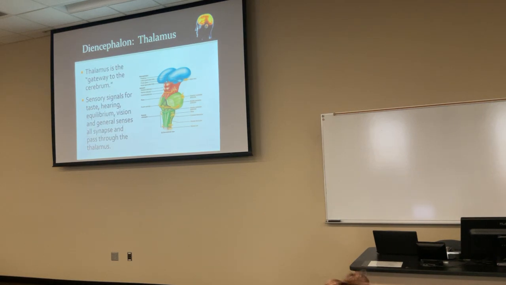So the thalamus is sometimes called the gateway to the cerebrum because it's a major relay center for nearly all sensory signals except for olfaction. So that includes the sense of taste, the sense of hearing, equilibrium or balance, vision, and all the general senses like the sense of touch, sense of pressure, sense of temperature. All those pathways synapse in the thalamus, and then from there, there's a higher order neuron that carries the signals up to the cerebrum.